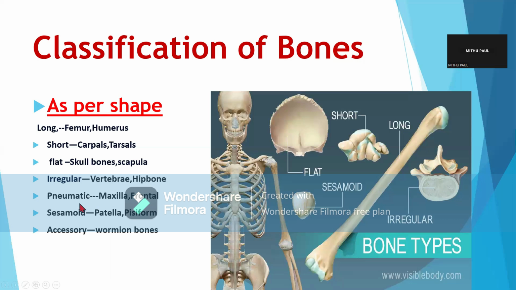Pneumatic bones are those bones, pneuma meaning air. So pneumatic bones are those bones having air containing cavity inside them. Those bones lying surrounding the nasal cavity, such as maxilla, frontal. Sesamoid bones are seed-like bones. They are mainly formed within tendon. They are patella, pisiform, and so on. Accessory bones are the additional bones other than all these bones.